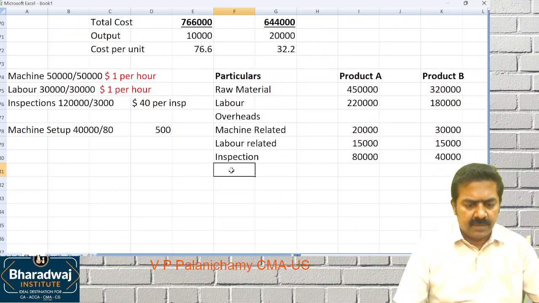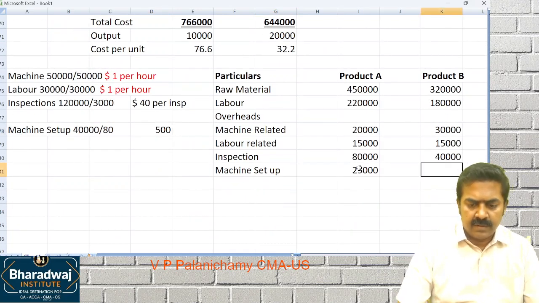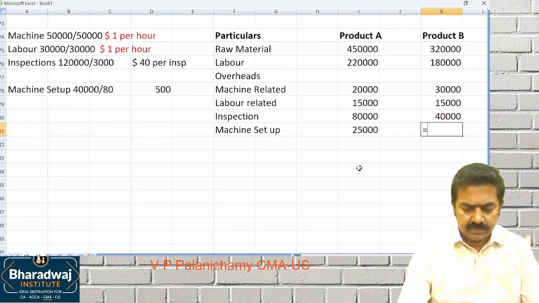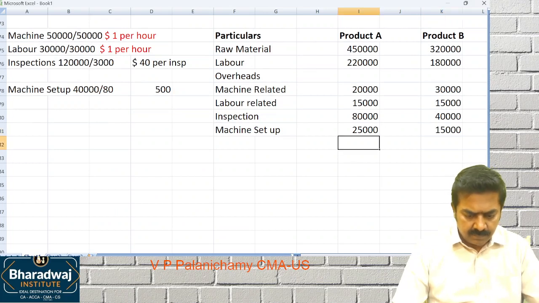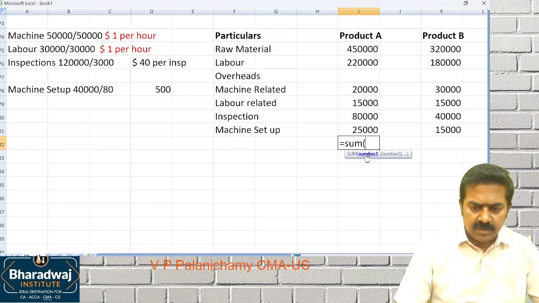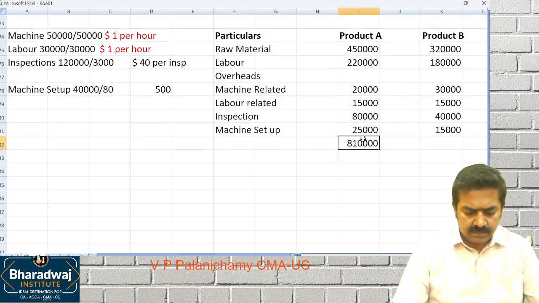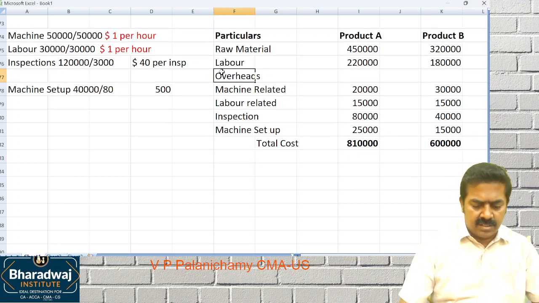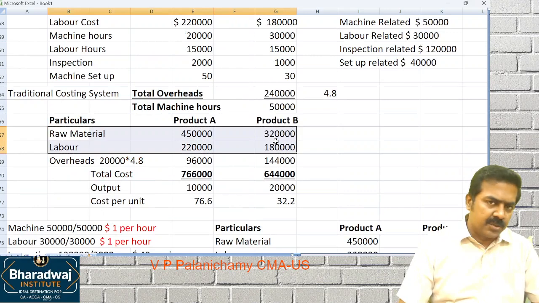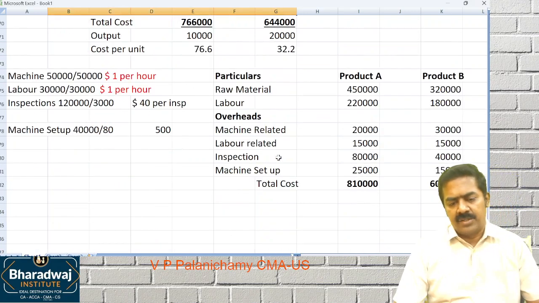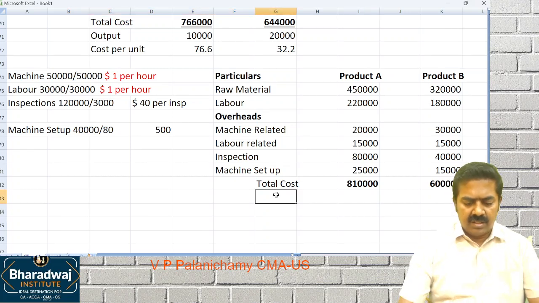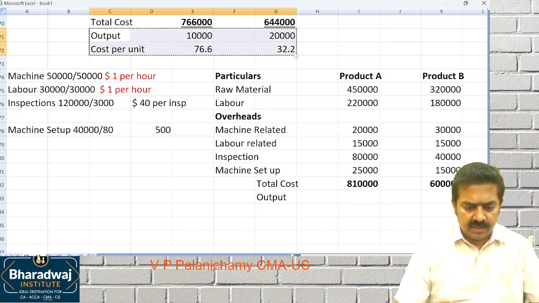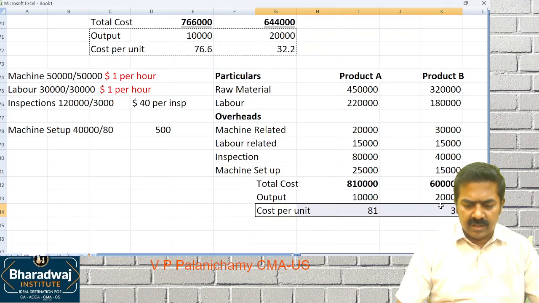Next one, machine setup, at the rate of 500 per setup: 50 into 500. The other one will be 30 into 500. This will give us the total cost of the product. If you look at the traditional costing system and the activity based costing system, in charging direct cost there is no difference. Overhead was a single base allocation; here it is multiple base allocation, divided by output. It will give us cost per unit. You look at 81 and 30.